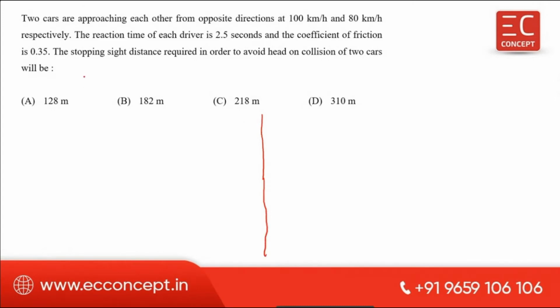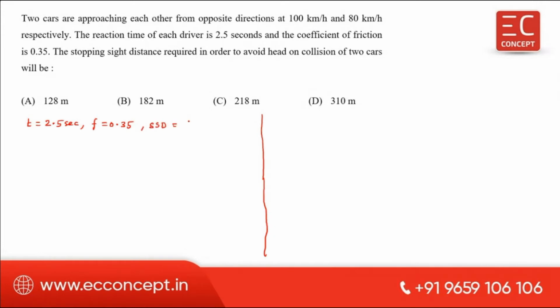We are going to see the next question. Two cars are approaching each other from opposite directions at 100 kmph and 80 kmph respectively. The reaction time of each driver is 2.5 seconds and the coefficient of friction is 0.35. The stopping sight distance required in order to avoid head-on collision.